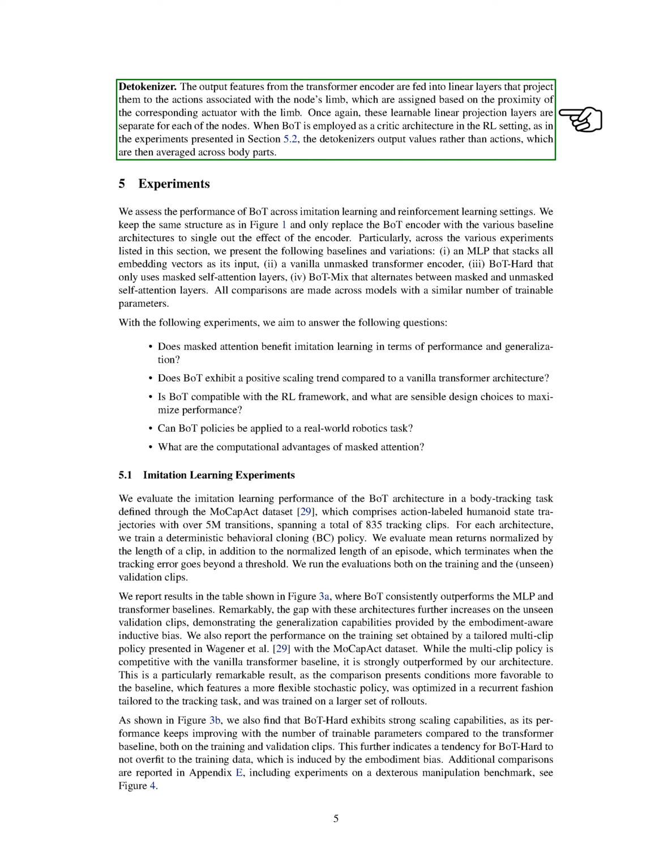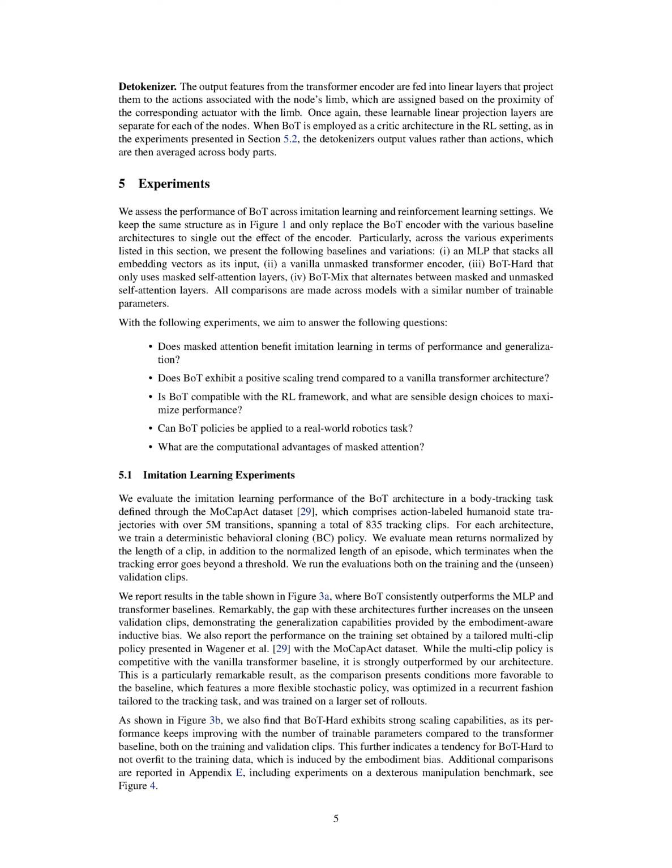Finally, the detokenizer takes the output features from the transformer encoder and projects them into actions for the limbs, with separate learnable layers for each node. When BOT functions as a critic in reinforcement learning, it outputs values instead of actions, which are averaged across body parts.